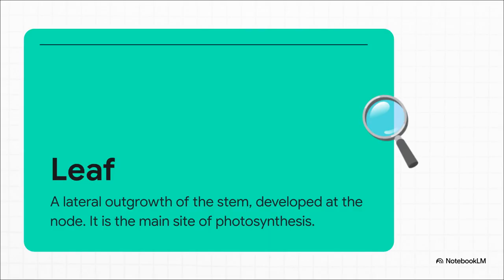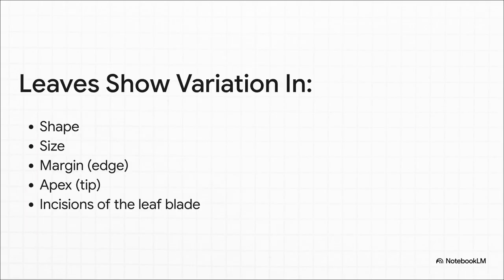And sprouting out from those nodes are the plant's solar panels, the leaves. These things are little green powerhouses, perfectly designed for one thing, photosynthesis, that incredible process of turning sunlight into food. But here's the thing. Even though all leaves are basically solar panels, they come in this incredible variety of designs. As you can see, they vary in shape and size, the edge or margin, is it smooth or is it spiky, and even how deeply the leaf blade is cut.